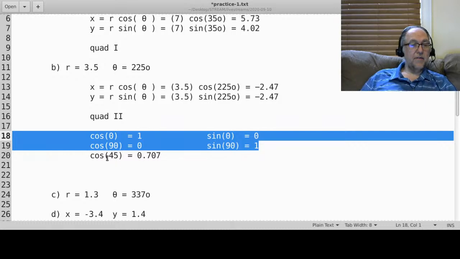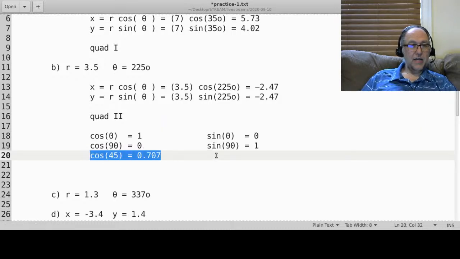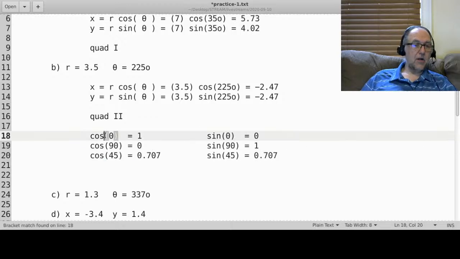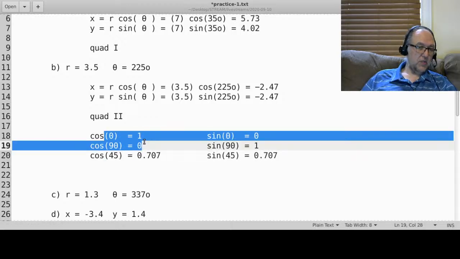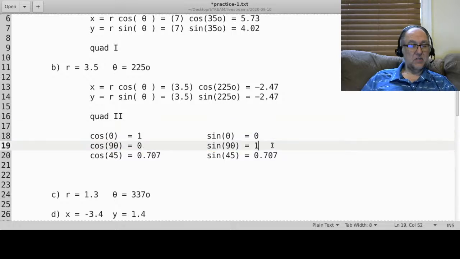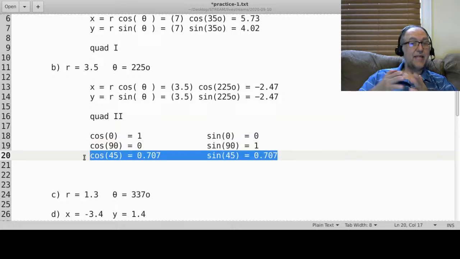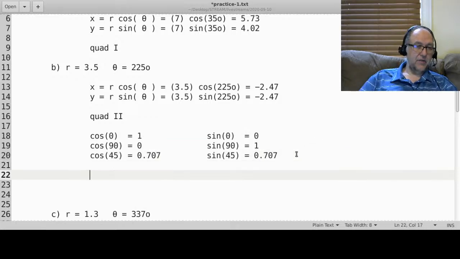Okay. Cosine and sine of 45 degrees, guess what? They're equal. That's because the cosine decreases as you go from 0 to 90, and the sine increases as you go from 0 to 90. And at 45 degrees, they actually cross. Okay? And so whenever you see an angle which is 45 degrees or some multiple of 90 plus 45 degrees, you'll see that the sine and the cosine are the same.